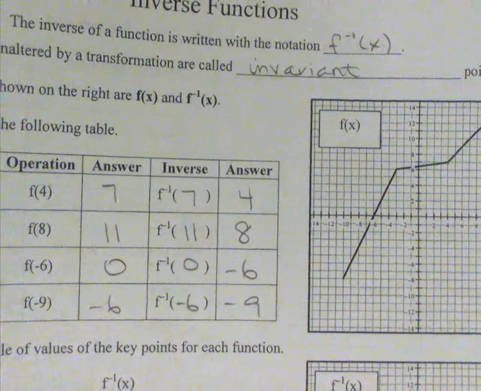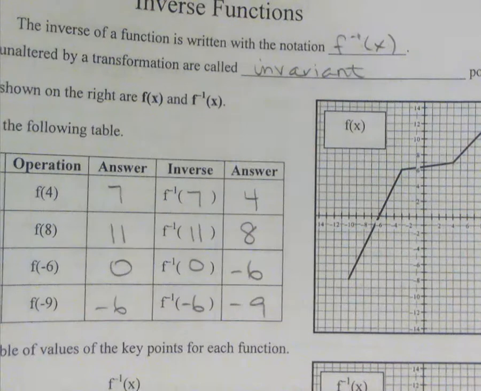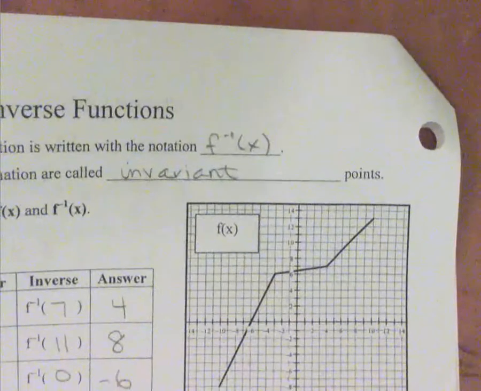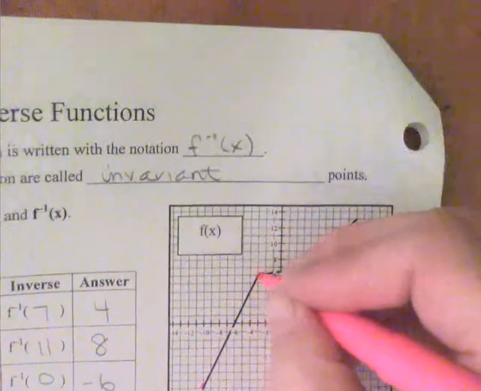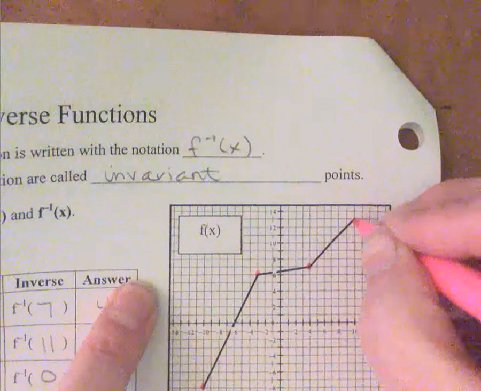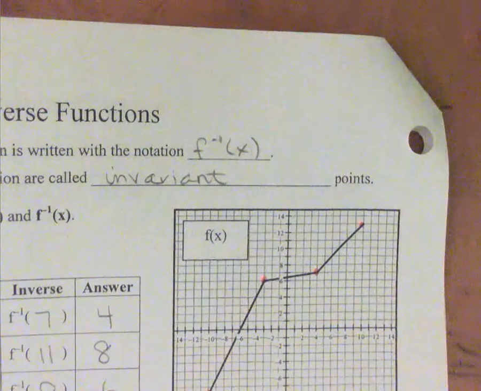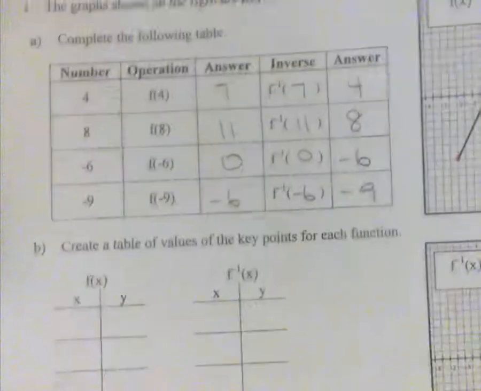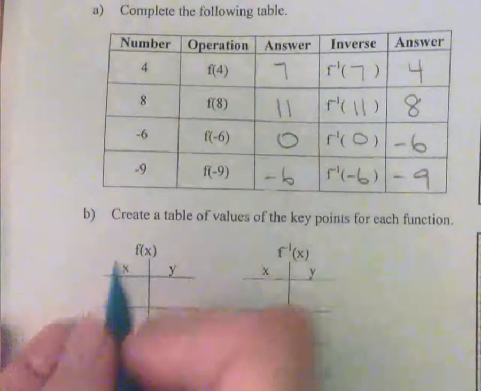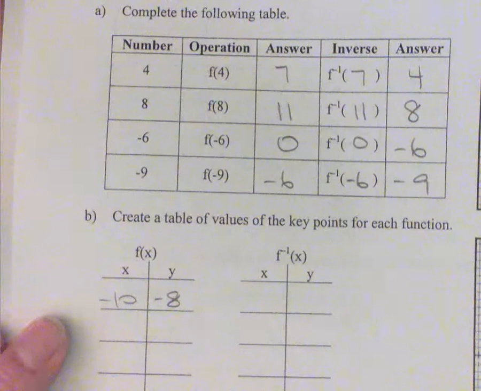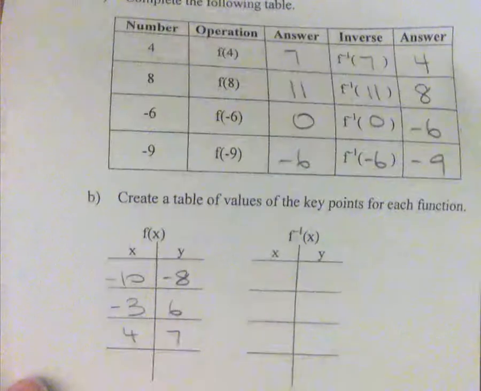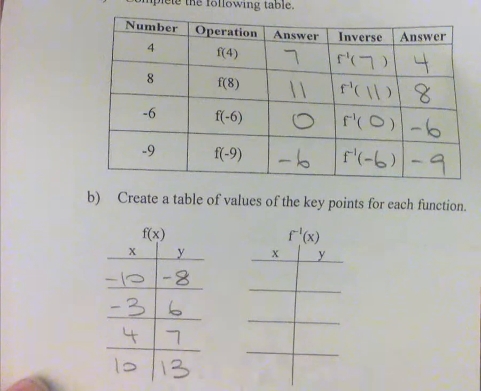So let's create a table of values for both the inverse and the original function. So what I want to do is pick key values. So I'm going to pick this one, this one, this one, and that one. So for the original function, at -10, we're at -8. At -3, we're at 6. At 4, we're at 7. And at 10, I'm at 13.